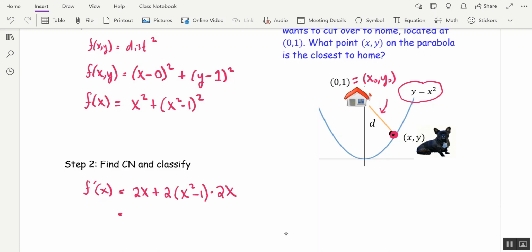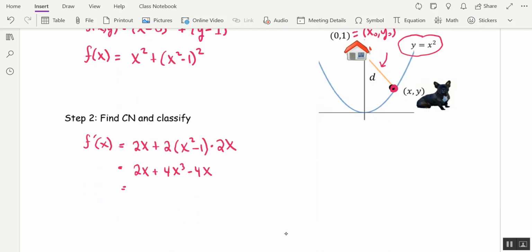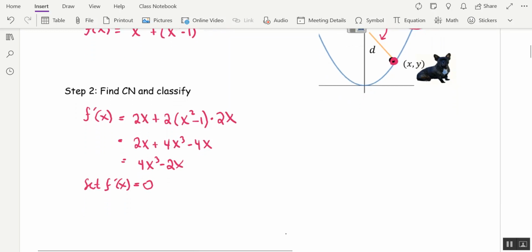Okay, and let's clean that up now. That's 2x plus 4x cubed minus 4x. And we can go a little further. That's 4x cubed minus 2x. All right, so I want to set f prime of x equal to 0 to look for the critical numbers, because there are no places where f prime doesn't exist. That's the other place you might see a critical number.